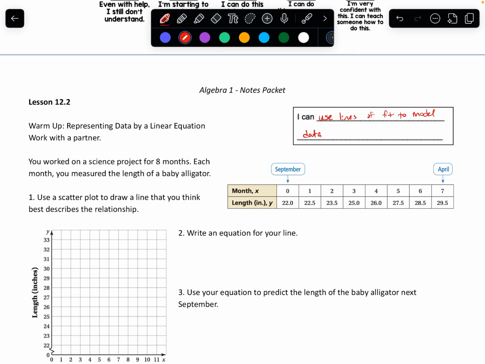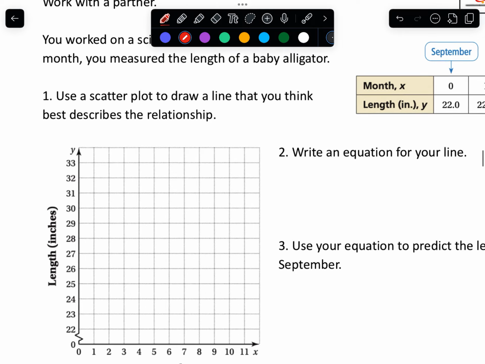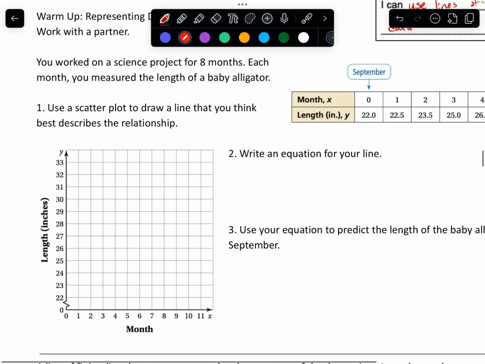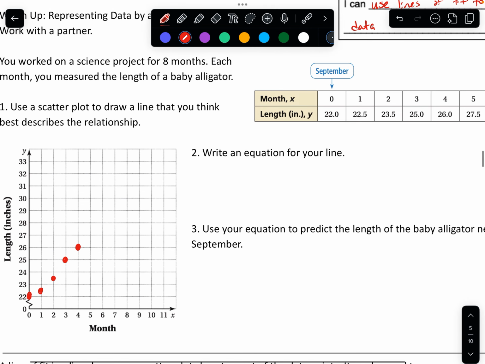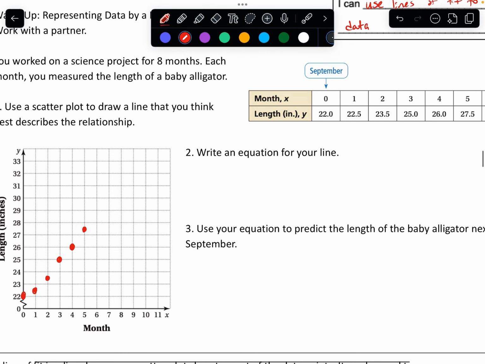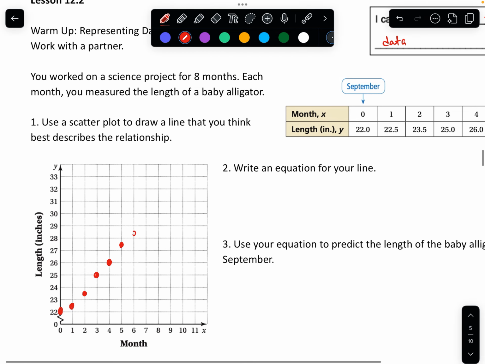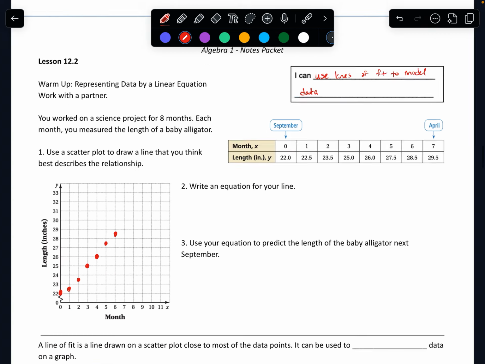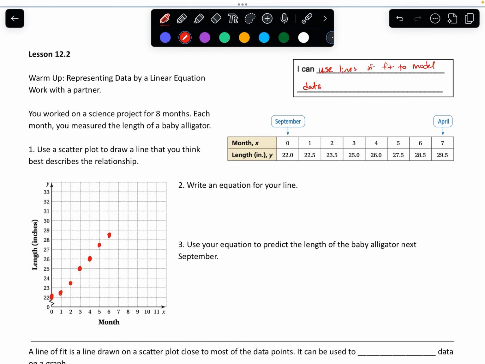You worked on a science project for 8 months. Each month you measured the length of a baby alligator. Use a scatter plot to draw a line that you think best describes the relationships. All right, so let's just plot my scatter plot points: 0, 22, 1, 22.5, 2, 23.5, 3, 25, 4, 26, 5, 27.5, 6, 28.5, and 7, 29.5. So that's like roughly here.